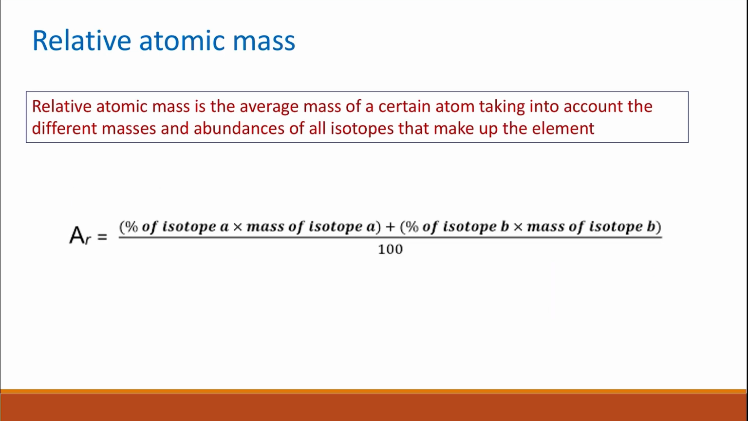A very common question as well is where they give you the different isotopes, their mass, and their relative abundance, and ask you to calculate the relative atomic mass. So you can use this equation: the relative atomic mass will equal the percentage abundance of isotope A times the mass of isotope A, plus the percentage abundance of isotope B times the mass of isotope B, and you divide that by 100 because the total abundance will be 100. Then you can calculate the relative atomic mass.